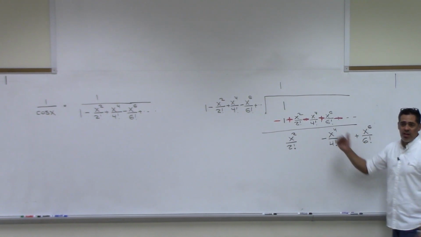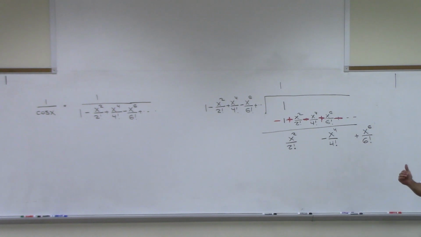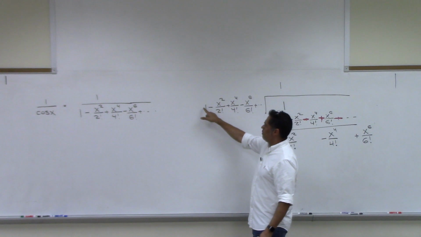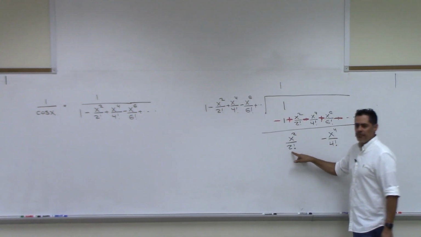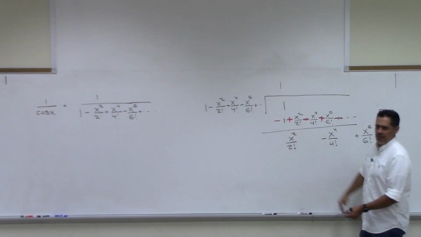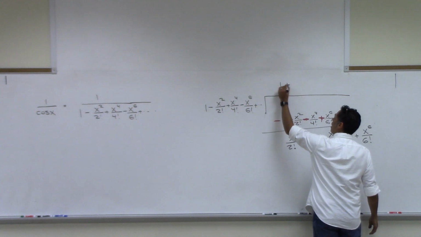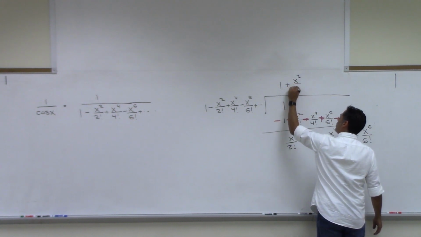So all that happened is those changed signs, right? Yeah. Now we play the game again, right? We say, what do we multiply this by 1 to get that? X squared over 2. Yeah, that, right? So we go plus though, right? Not minus, plus x squared over 2 factorial.